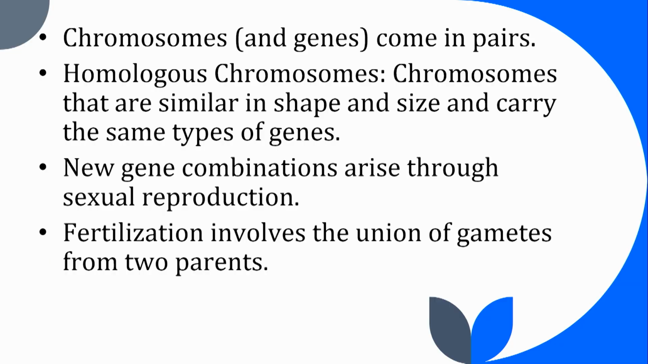So chromosomes and genes come in pairs. Remember, you'll have 2 alleles for a certain trait. Okay, those homologous chromosomes, remember, homologous chromosomes are chromosomes that are similar in shape and size and carry the same types of genes, okay? And new gene combinations arise through sexual reproduction. If you think back to our last unit, we talked a lot about meiosis and how we shuffle the deck when it comes to genetic combination. So we do that thing called crossing over, and also all of these genes are being sorted independently. So that's going to increase our genetic variation, which is a good thing, okay? And then lastly here, fertilization involves the union of 2 gametes, 1 from each parent, okay?